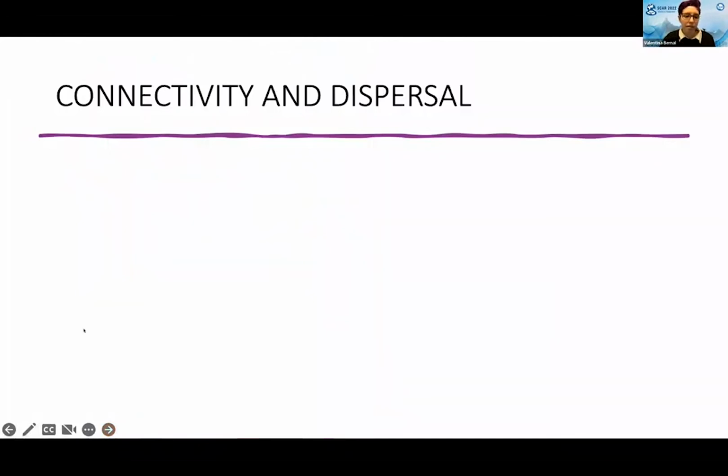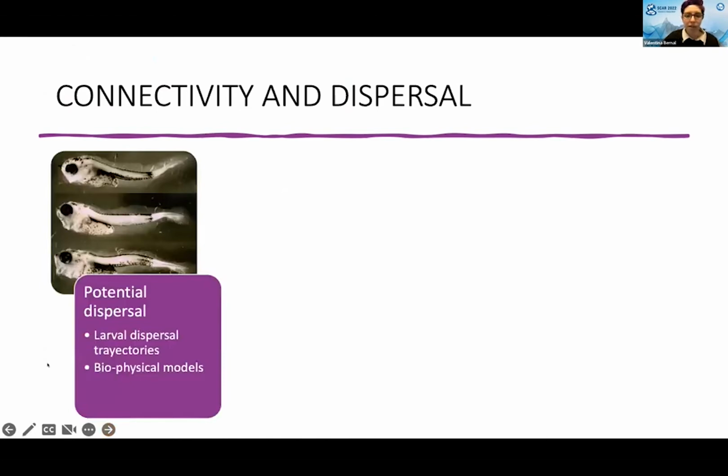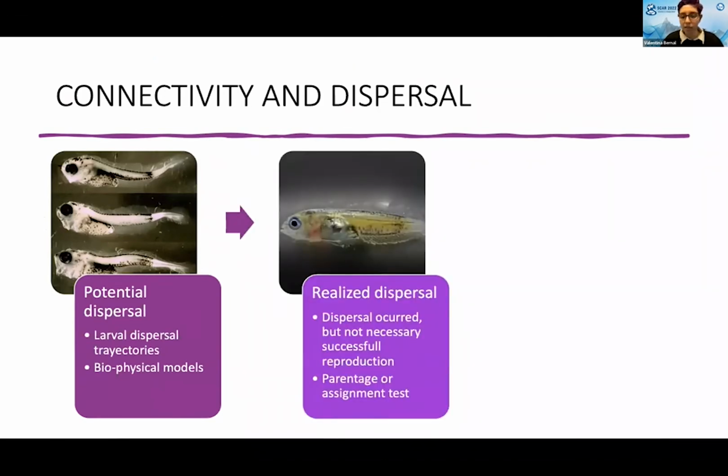So I'm going to start talking about connectivity and dispersal. And we like to think of dispersal in 3 stages. First, potential dispersal, that talks about larval dispersal trajectories and transport. And we study this in principle using biophysical models. Then we have realized dispersal, that occurs when there is dispersal, but not necessarily successful reproduction of individuals that migrate from one population to another.